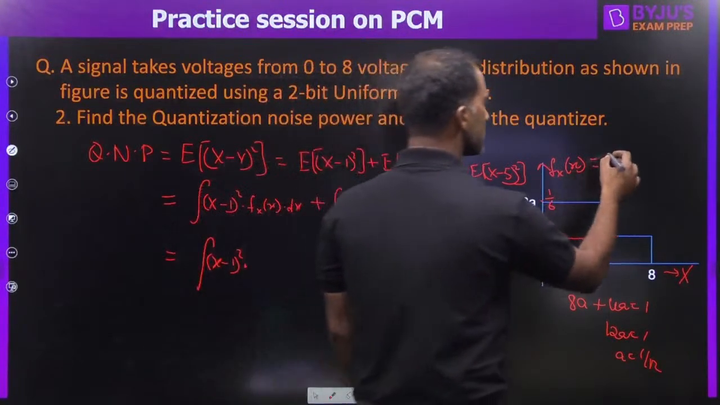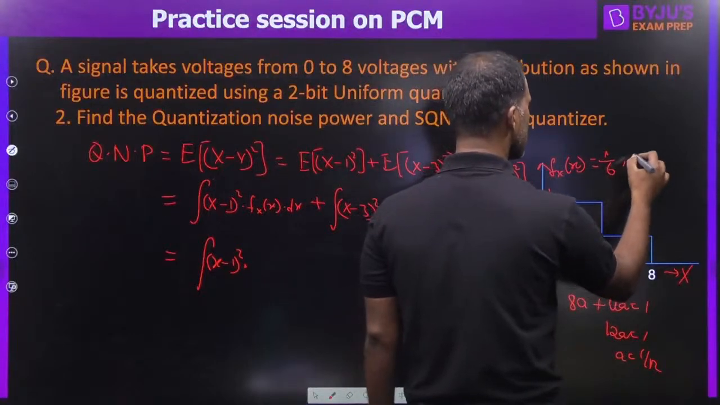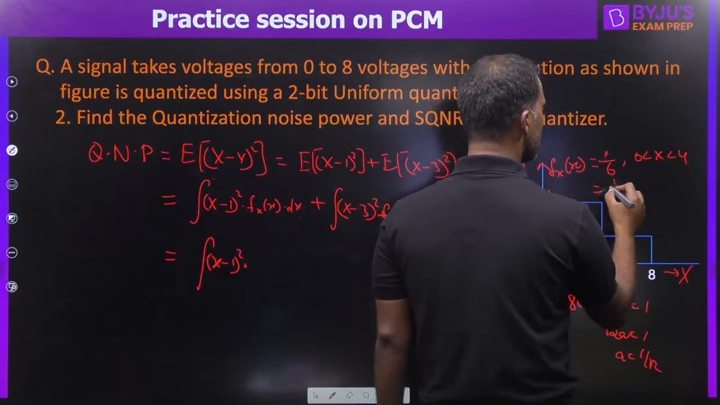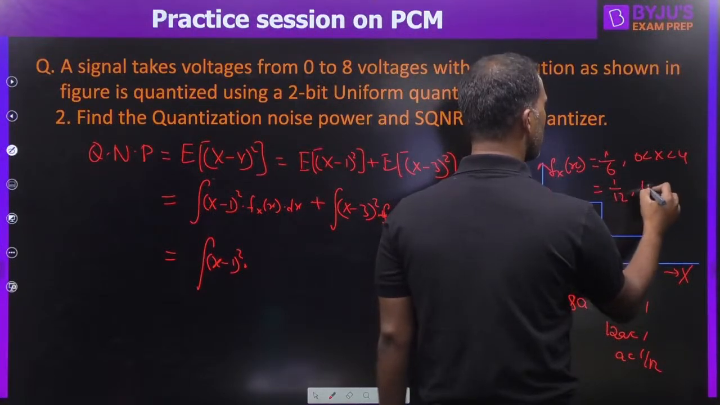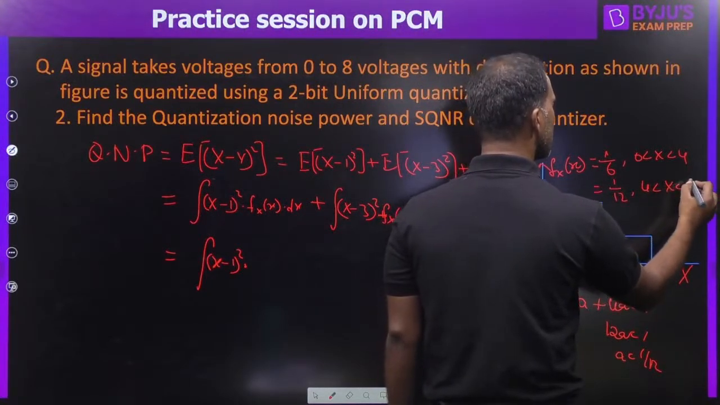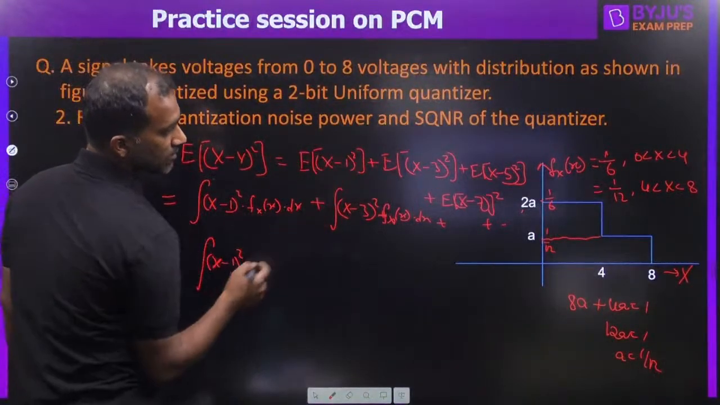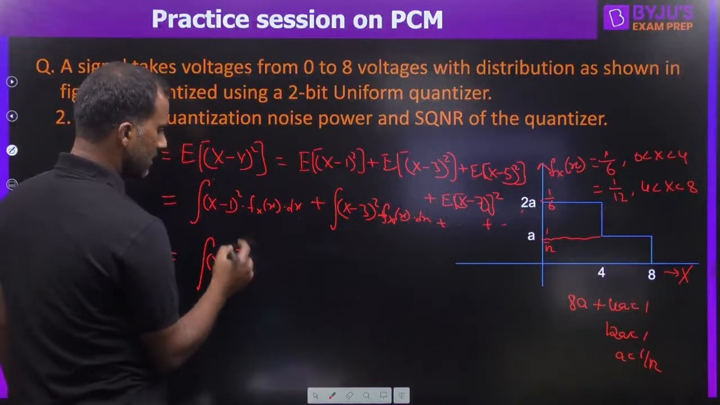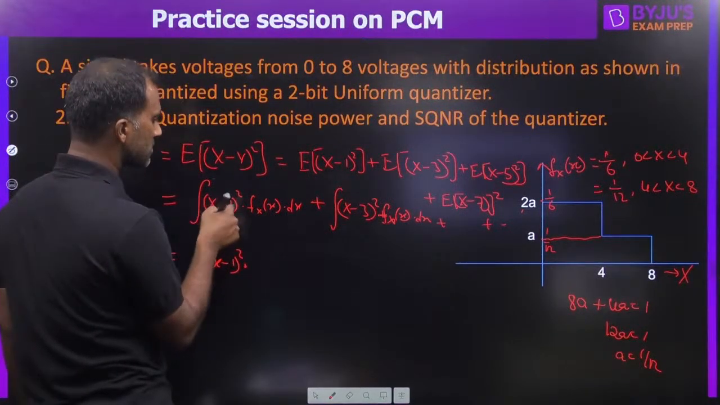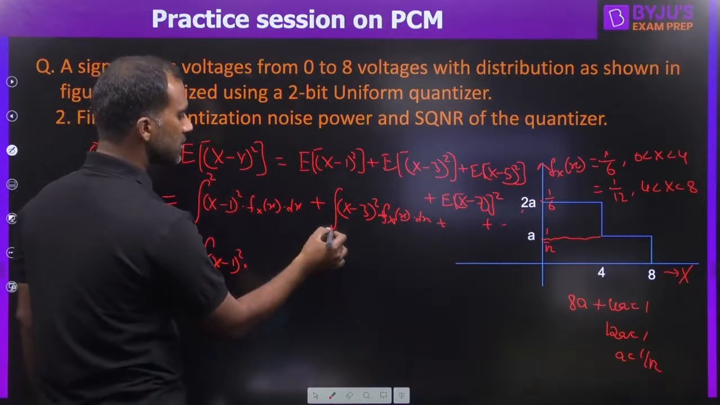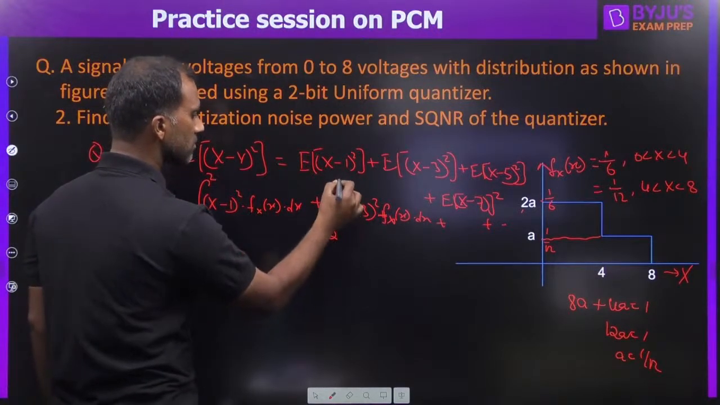Right. We know the equation of fX(x). It is 1/6 for 0 < x < 4, and it is equal to 1/12 for 4 < x < 8. So how much is fX(x) for the first quantization region? The (x − 1)² equation is valid only from 0 to 2, and this equation is valid only from 2 to 4.